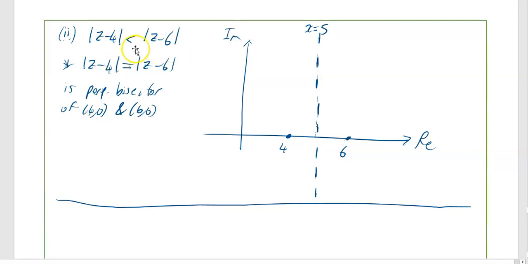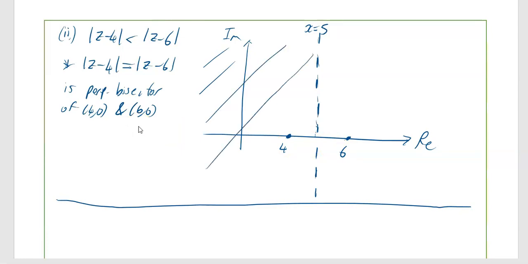Now we're going to look at the inequality. It says the distance from z to 4 is smaller than the distance from z to 6. That means we are closer to the 4 than we are to the 6. So we have to shade everything on the left-hand side of this line, all the way up to the line, and that's going to be it. So that's your solution for this one.